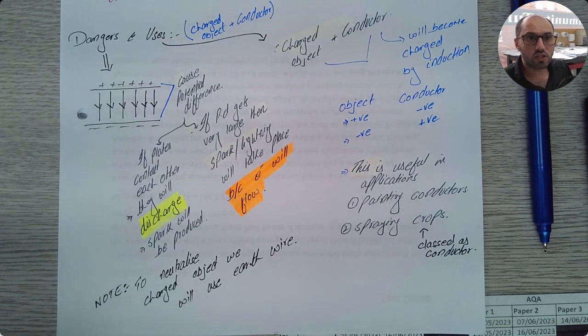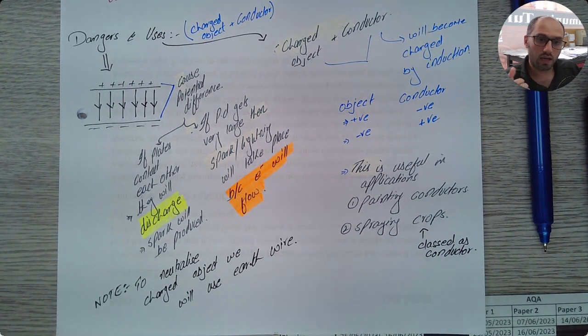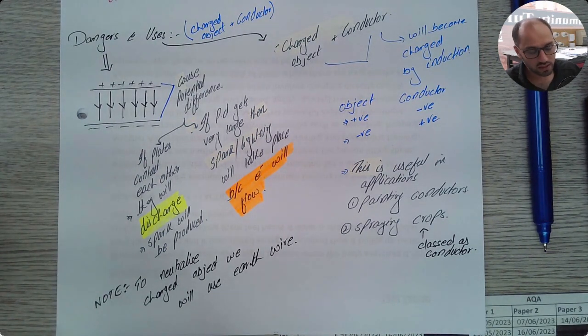So this is all you need to know on the section called dangers and uses. We will go in more detail on this topic once we start working on exam questions. So have a look at the next video and you will find many answers to the questions related to situations where we are making use of static electricity and are avoiding dangers caused by the static electricity.